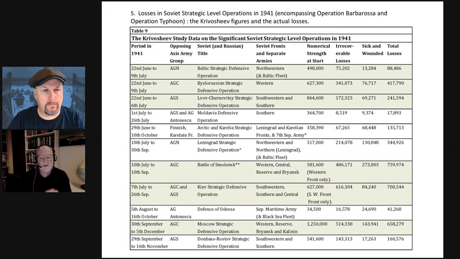I'm going to do a battle like the defense of Odessa. Oh yes, this is the figure from Krivosheev, and I have to say that most well-known Western authors use these numbers and they haven't checked them. So I won't say any names, but they haven't checked them.